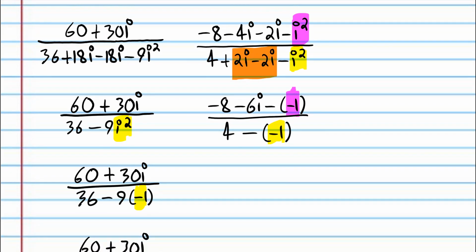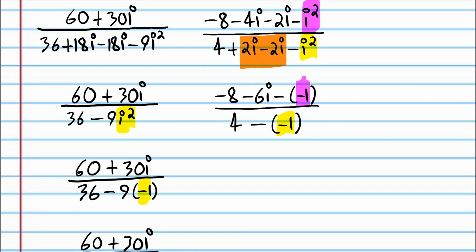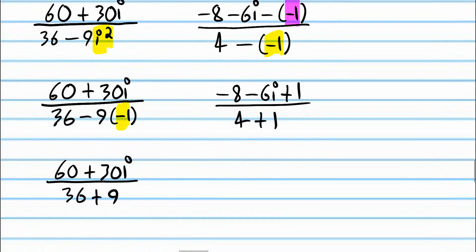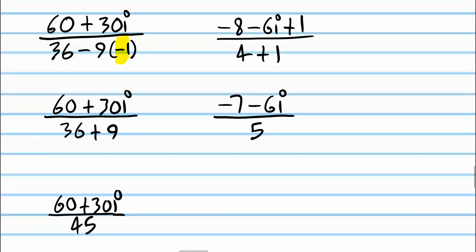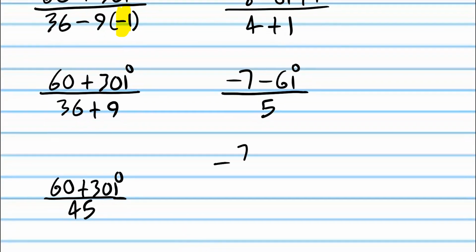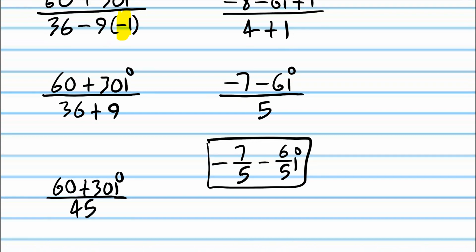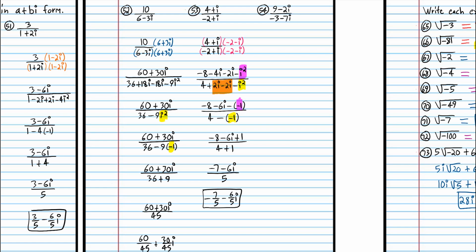So let's simplify more, and we get negative 8 minus 6i plus 1. That's a double negative and another double negative in the denominator. And negative 8 plus 1 is negative 7. And 4 plus 1 is 5. We have negative 7/5 minus 6/5 i. So that was again a problem where we had i's in the numerator and the denominator.